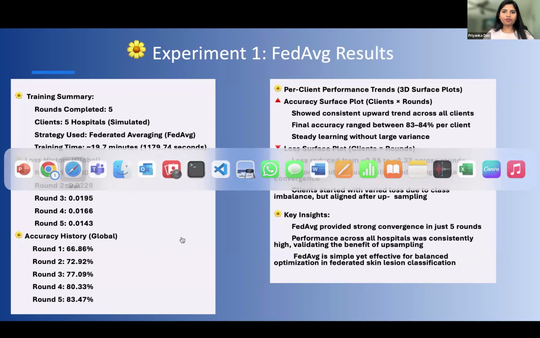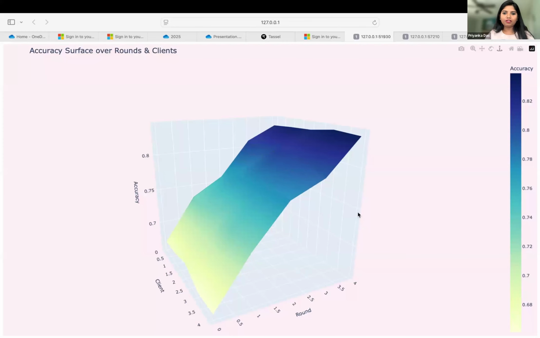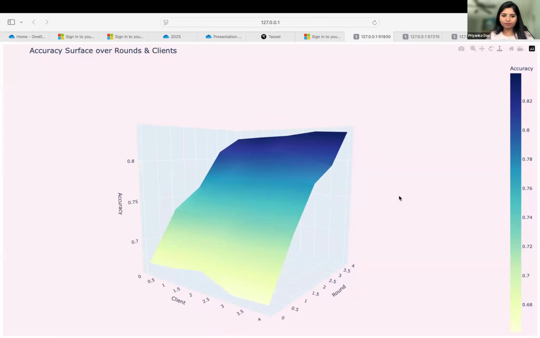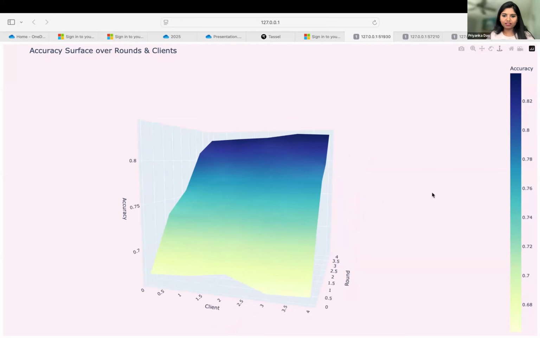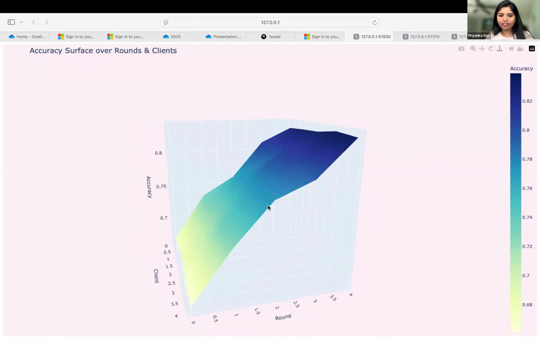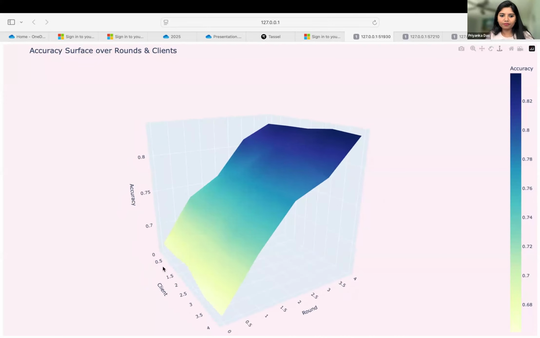So I want to show you the plot. So this was the plot, and as you can see, it started from as low as 0.66 and it went as high as 0.83. So this was the highest. So this is for each round for each of the clients.